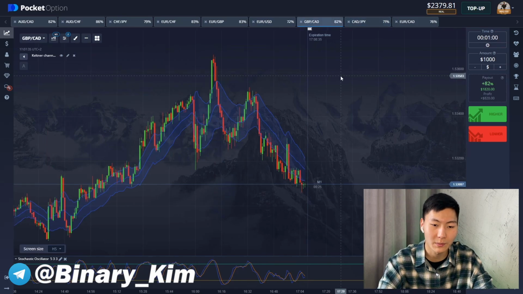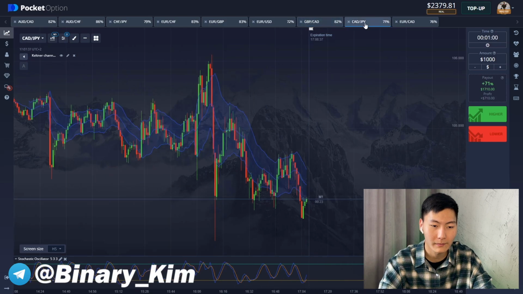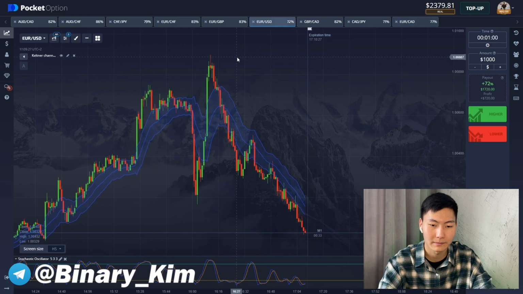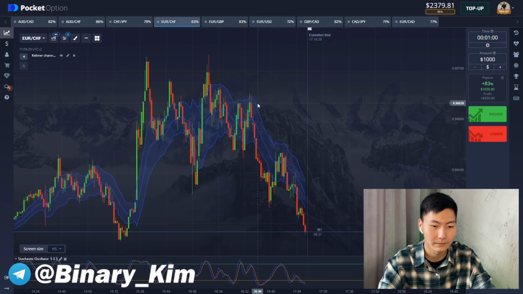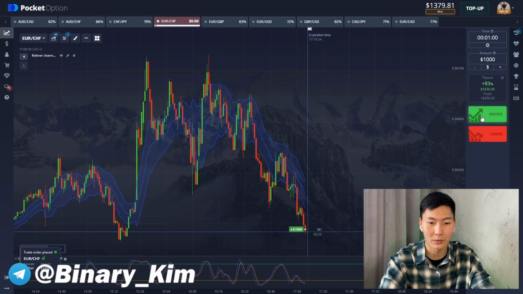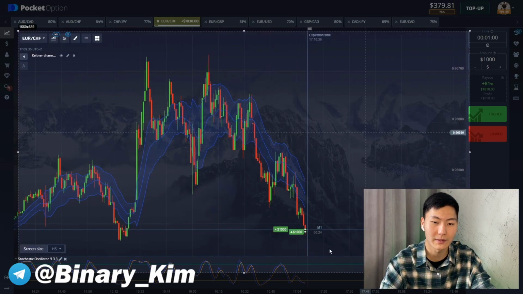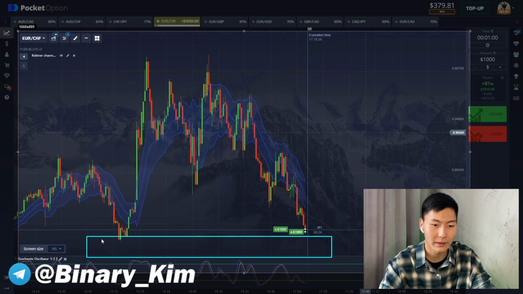Let's change the currency pair and find the most profitable trade entry. It makes sense to open a long position here. So have a look, guys. We have an extremely strong support zone at this level. Let me point it out.